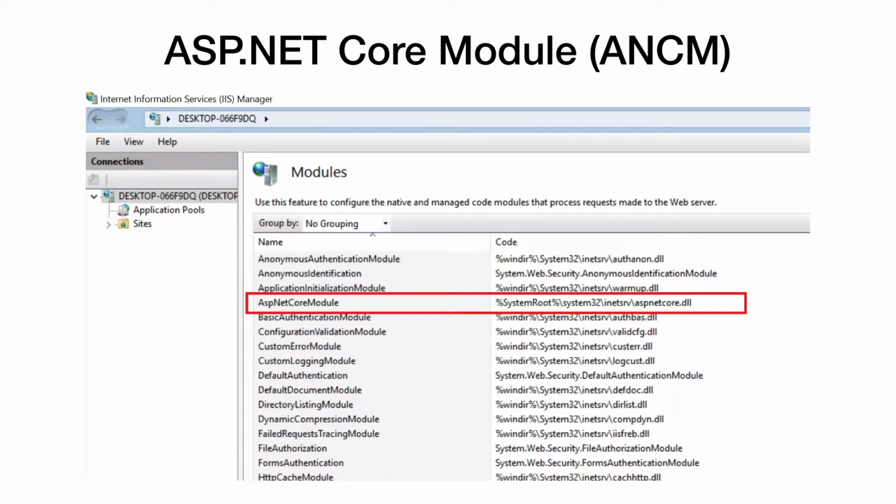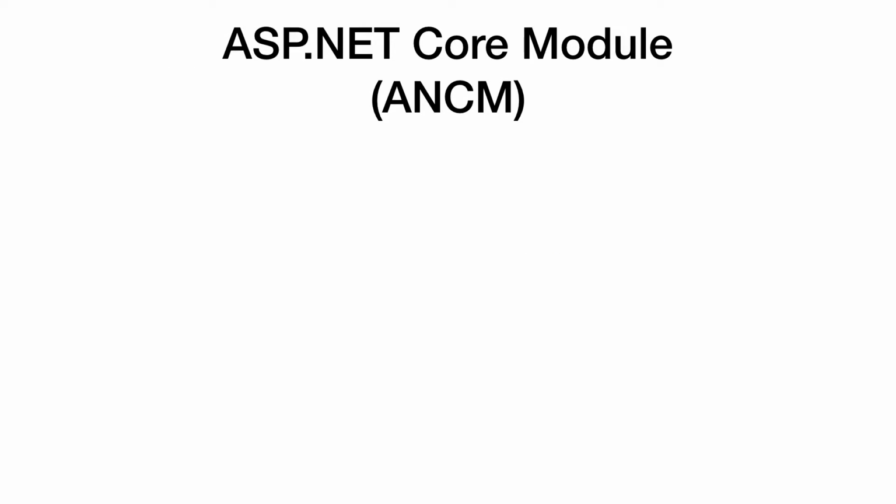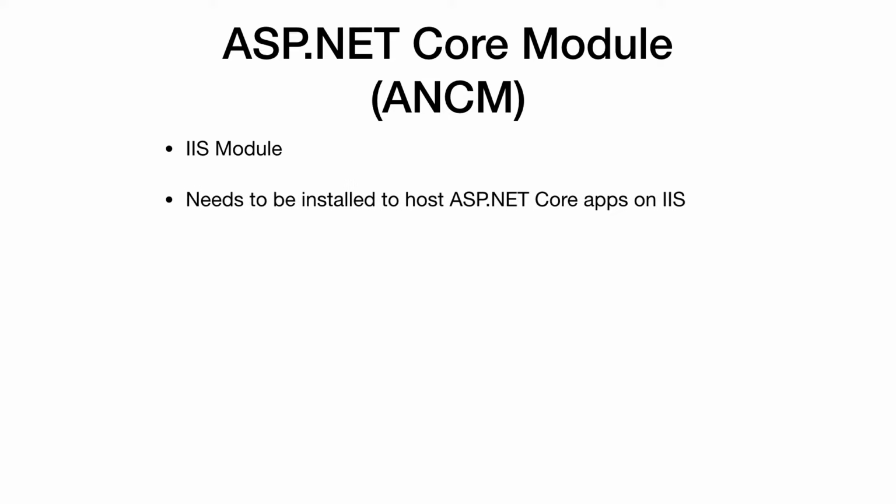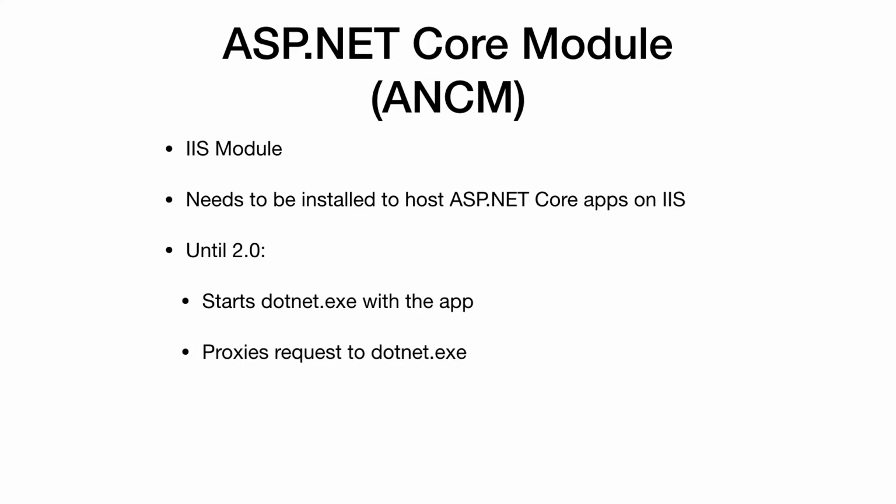If you already hosted an ASP.NET Core application in IIS, then you probably already know the ASP.NET Core module, or in short, ANCM. This is a global IIS module, and we have to install this module if we want to host an ASP.NET Core application within IIS on Windows. Until version 2.0, this module basically started dotnet.exe in a new process and proxied every incoming HTTP request to the .NET Core process that hosted the ASP.NET Core application.